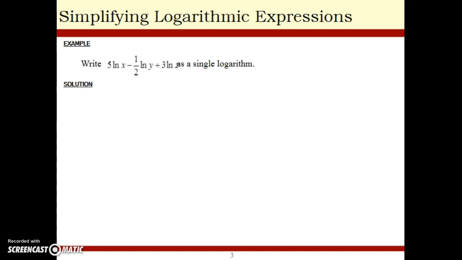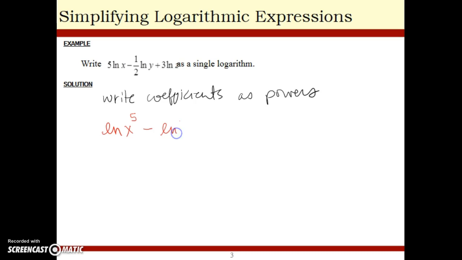So for example, if you're asked to write 5 natural log x minus 1/2 natural log y plus 3 natural log z as a single logarithm, your first step is always to write the coefficients as powers. You want to get rid of those coefficients because they are kind of in the way right now. So remember, 5 natural log x is the same thing as writing natural log x to the 5th. And then this is the same thing as saying minus natural log y to the 1/2 plus natural log z cubed.